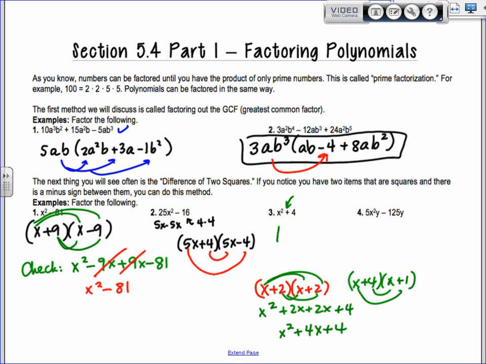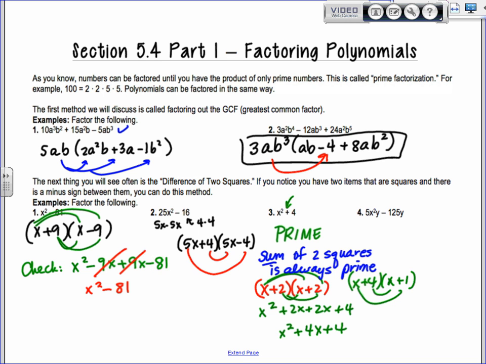Exactly. So this is what we call prime. Just like numbers can be prime, like 17 is a prime number, it doesn't factor any further. Polynomials can be too. So the sum of two squares will always be prime. It doesn't work. You can't do the sum of two squares.